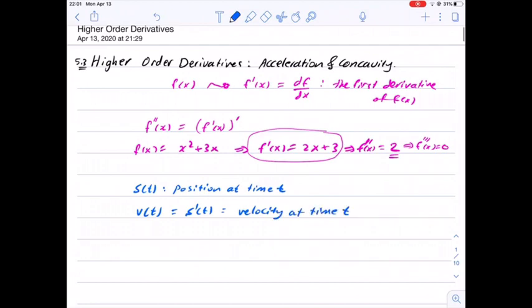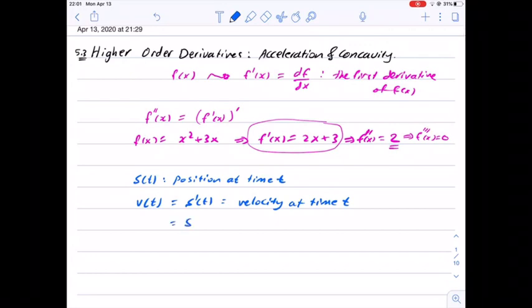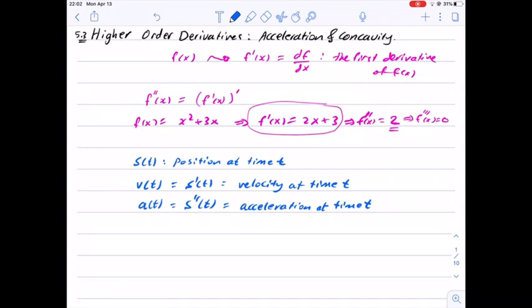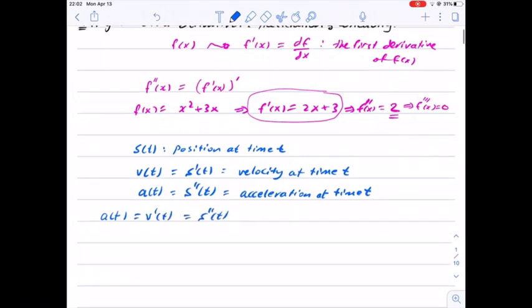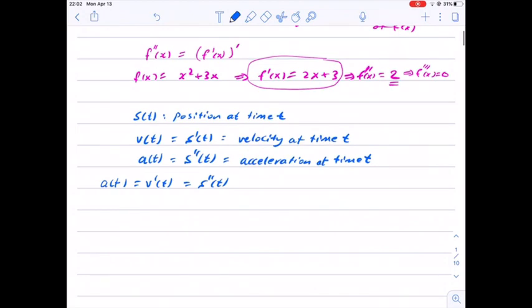This is the velocity at time t. And if we find the second derivative of s, it is denoted as a of t, and that is the acceleration at time t. So that means acceleration is the first derivative of the velocity and it's the second derivative of the position.